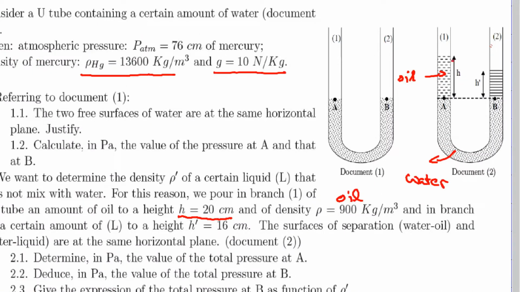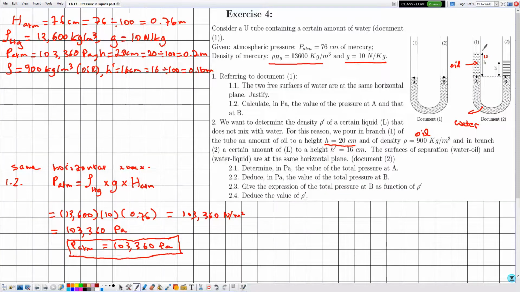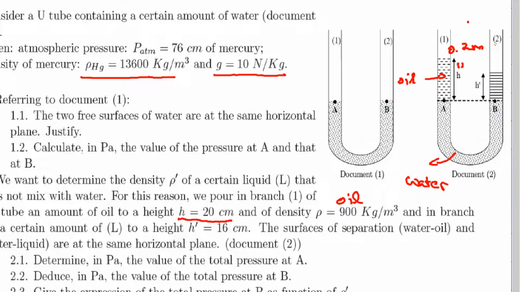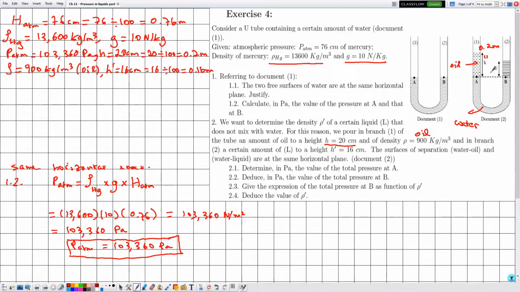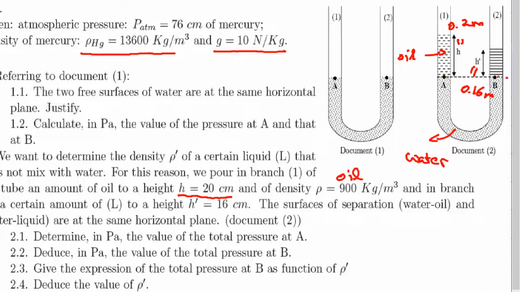And here we have that the height of oil is given by 0.2 meters. And in the other branch, which is branch number 2, we have poured a certain amount of liquid L. We don't know the nature of this liquid, to a height H prime. The value of H prime in the SI is given by 0.16 meters. Knowing that in this case the points A and B are in the same horizontal level. So this is the first surface of separation between oil and water, and this is the second surface of separation between water and this liquid. And they are telling me the surfaces of separation water, oil, water, liquid are at the same horizontal plane.